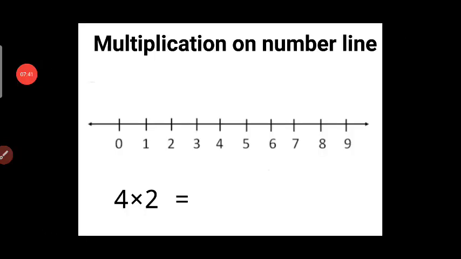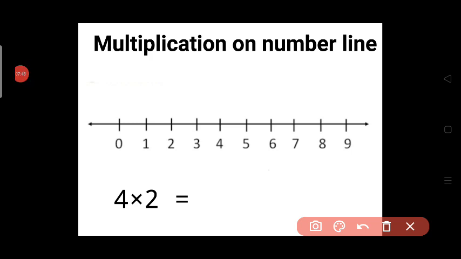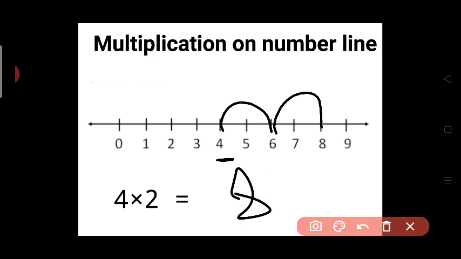Next is multiplication on number line. So 4 is given here and we have to multiply by 2. That means we have to move in intervals of 2 numbers in this way, 1 and 2. So 4 twos are 8. Okay.